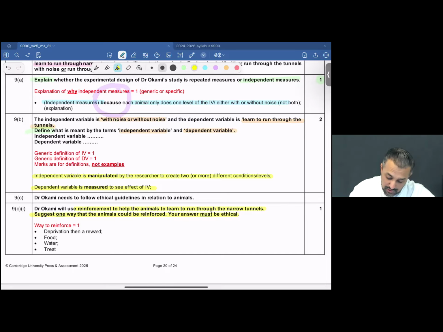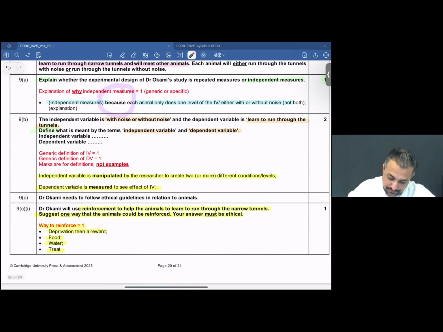So a way of reinforcement could be deprivation, then a reward. Them being rewarded once they do what they're expected to do well. And you could give them food, you could give them water, you could give them any treat. And since they've asked you to only give one suggestion, I suggest choose any 3 of these. And yeah, treat is, who doesn't like a treat? Everyone does. And reinforcement, what sort of reinforcement is this? This would be an example of positive reinforcement.